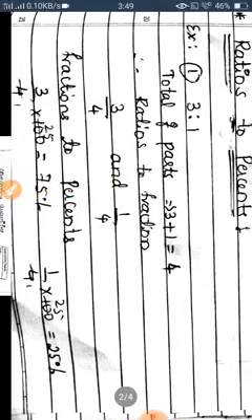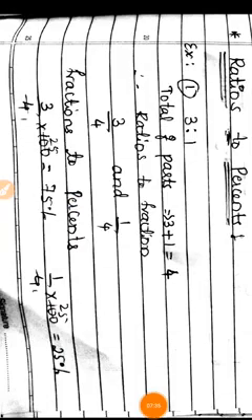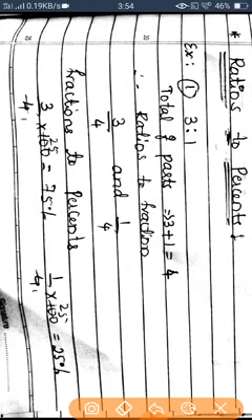Then ratios to percents. Ratios to percentage. See, ratios we can write like this: 3:1 is there. The meaning of ratio is 3 parts for A, 1 part for B. So total number of parts are 3 plus 1, 4. So total parts are 4, meaning 1 for A, 1 for B. So that is the meaning. So the percentage of A and the percentage of B we have to find out.